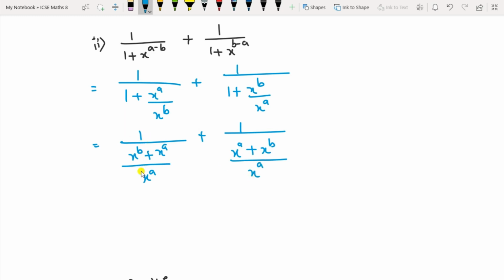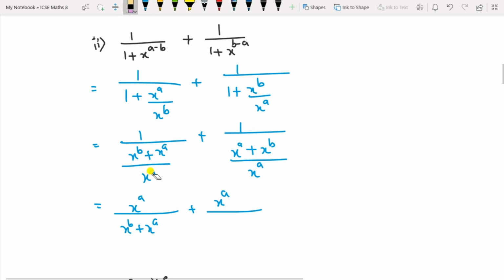Now it is denominator of denominator, so it will move up. So this becomes x raised to a upon x raised to b plus x raised to a, plus this will also move to 1, x raised to a upon, sorry, this is b here, this is x raised to b, this is x raised to a plus x raised to b, this one is x raised to a plus x raised to b. Now you can see the denominator is same, so you have to add the numerator.